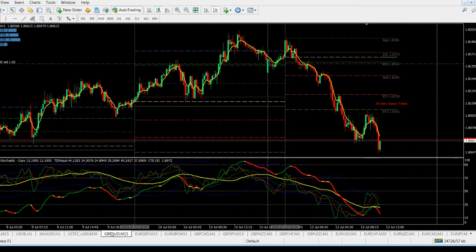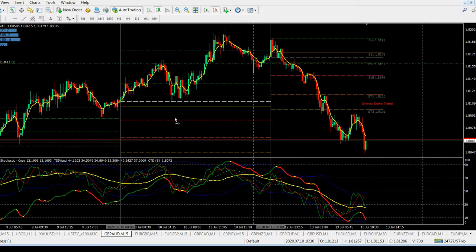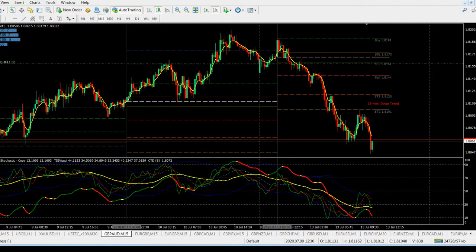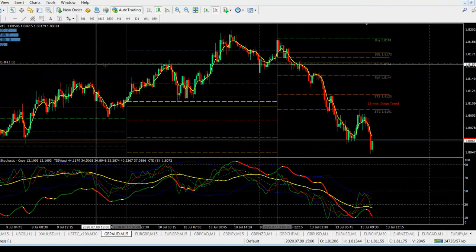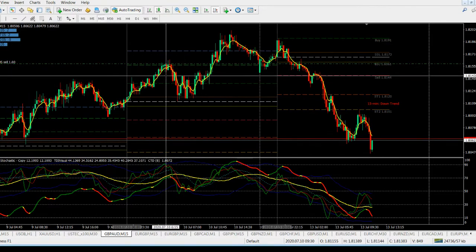And then we had a GBPAUD. This was another nice beautiful trade. I love trading the pound against anything because they move and they pay. So our first trade came through here.